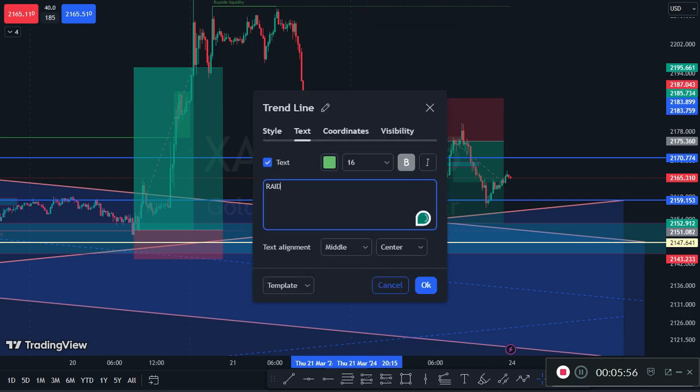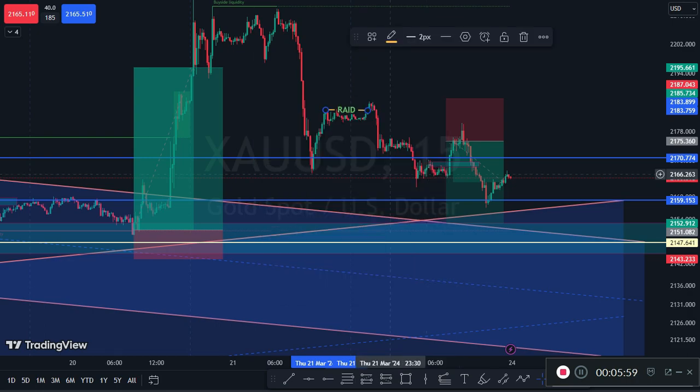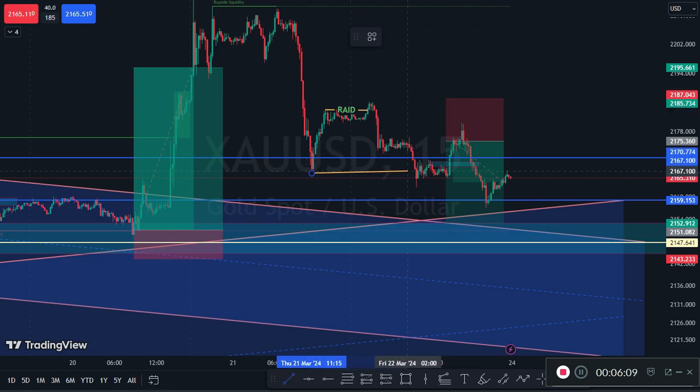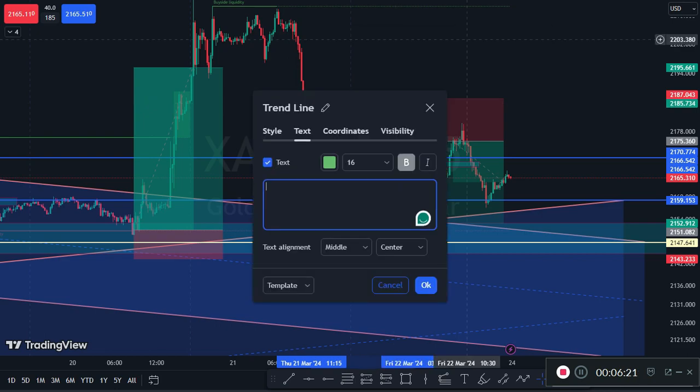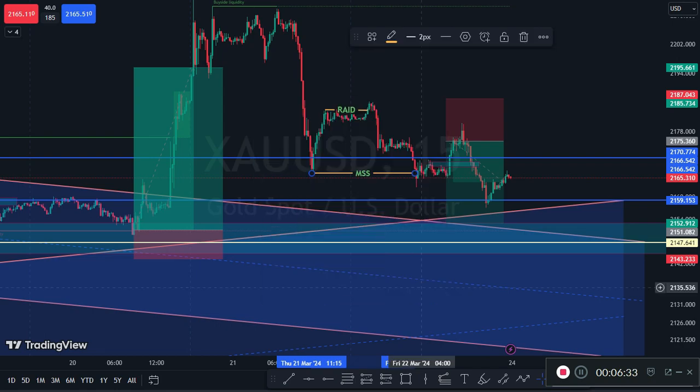So what do we call that? We call that the raid. Once again, that is the raid right there. And then after the raid, price now comes down and takes out this low right here, the swing low. Remember I told you that the market structure shift is just when price takes out a swing point. Sorry, if you're looking for sales, it takes out the swing low. If you're looking for buys, it takes out the swing high. So that's it. This is our market structure shift.